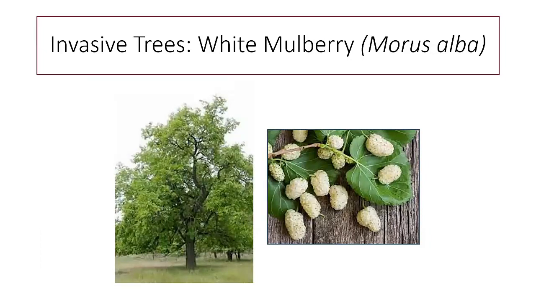The final tree that I'm going to talk about is the white mulberry. This particular tree was brought in as a potential to feed silkworms, but the silkworms didn't like our climate so well. However, the white mulberry did. This one is another one that wildlife loves because there's lots of berries, but it's a very messy tree. You get lots of fruit from it, and it will crowd out our native trees.